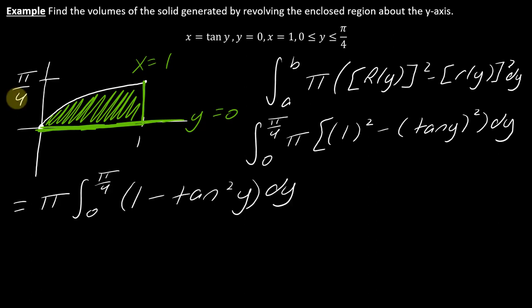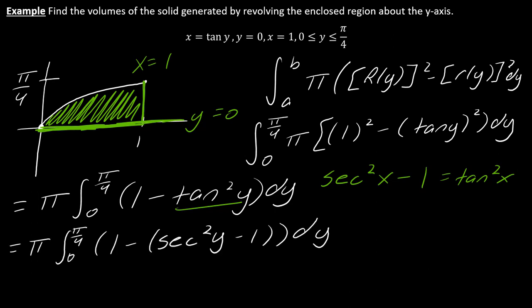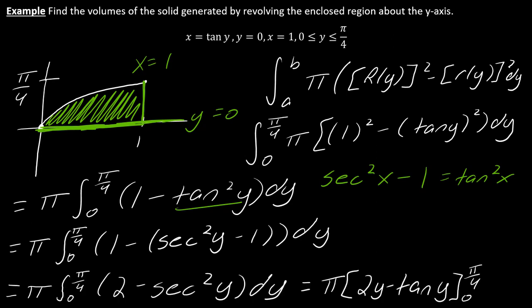This simplifies then to, I'll just pull the pi out, 1 minus tangent squared y. I think what makes this tricky is that you can't integrate this as is. So you've got to bust out this good old trig identity that secant squared minus 1 equals tangent squared. You've got to use that. If I make that replacement, I can rewrite this whole integral as 2 minus secant squared y. And this I can integrate into 2y minus tangent y.